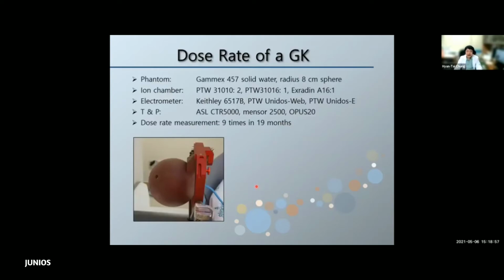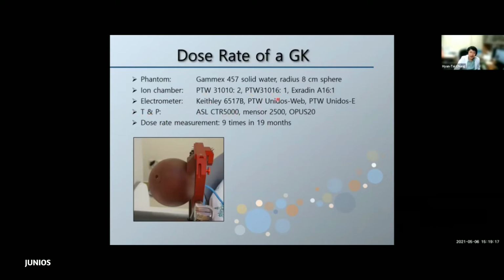The first thing is to measure the absolute value of the absorbed dose rate to water of the gamma knife. The phantom is a solid water spherical phantom. Its radius is 8 centimeters. And for ion chambers, we have 3 types, and an electrometer, thermometer and barometer.